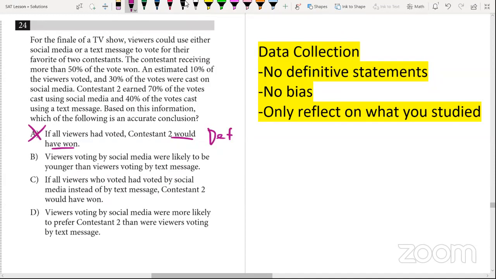Viewers voting by social media were more likely to be younger. Well, we can only reflect on what we studied. So the fact that someone's likely to be younger, I don't see anything in here that is studying whether they were younger or older. So this is the idea that you can only reflect on what you studied. C, if all viewers who voted had voted by social media instead of by text, contestant 2 would have won. Once again, the only person who knows that is God. That's a definitive statement. They're saying what definitely would have happened, and we're not allowed to do that.